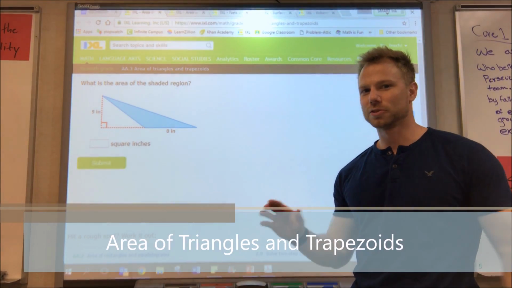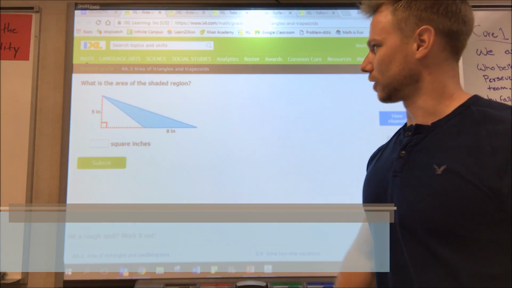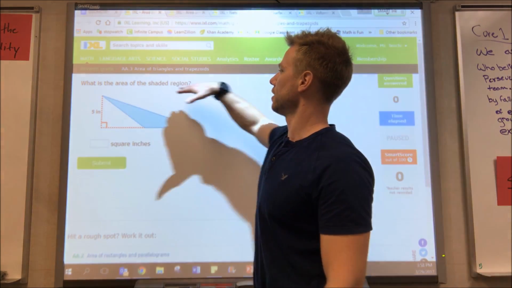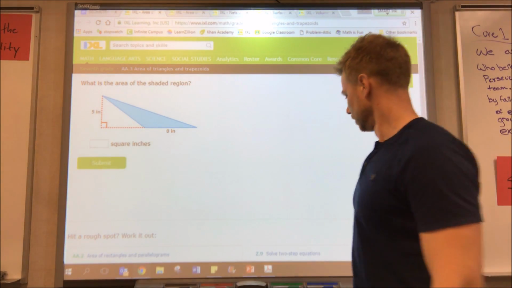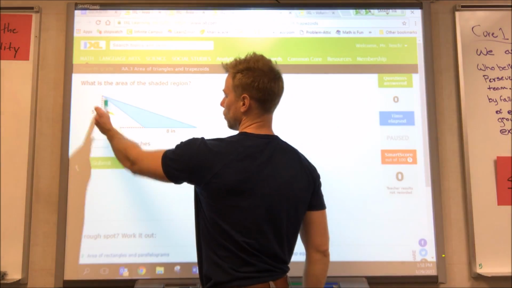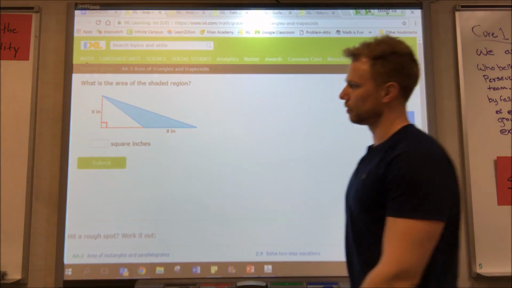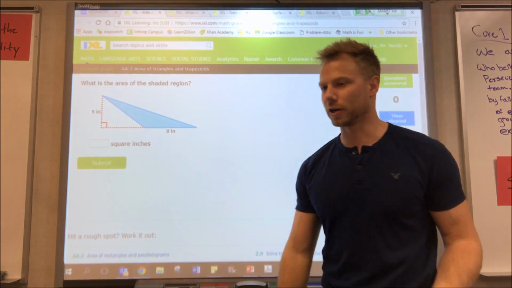We have some examples to do for G6, so let's get started. First says, what is the area of the shaded region? Well, the shaded region, even though it looks kind of funny, is a triangle, so we just need to find the area of the triangle.